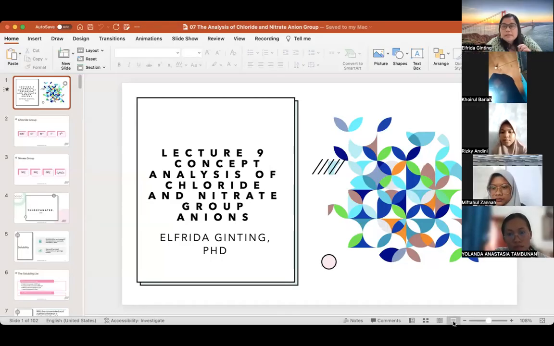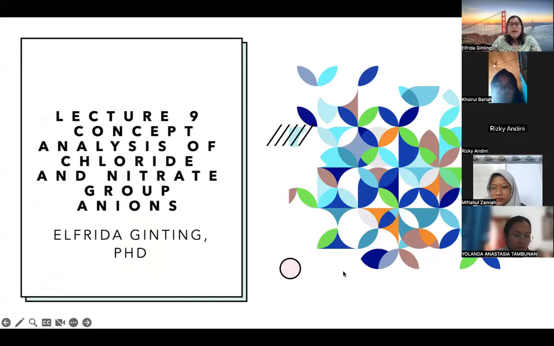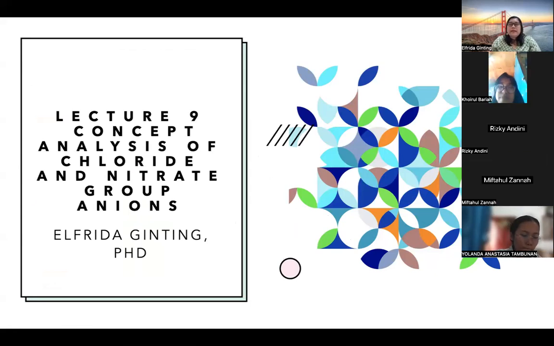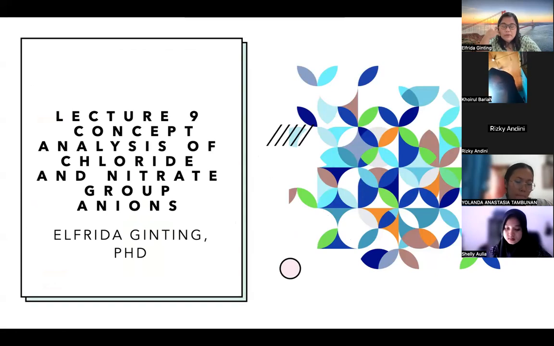Anion analysis, but we will be focusing on chloride and nitrate group anion. Okay, so sulfate anion also consists of many types of anion, right? Three weeks ago, I think, we learned about that, and then we move further today to the topic of chloride and nitrate group anion.